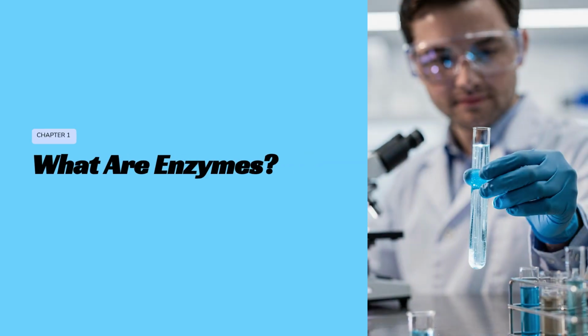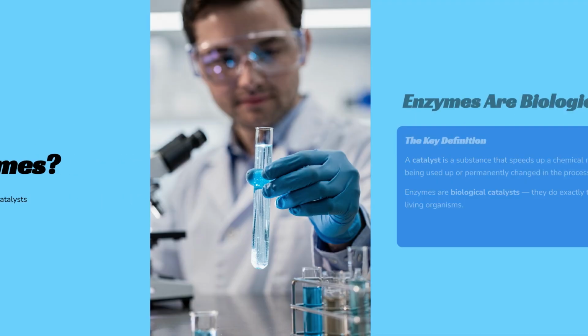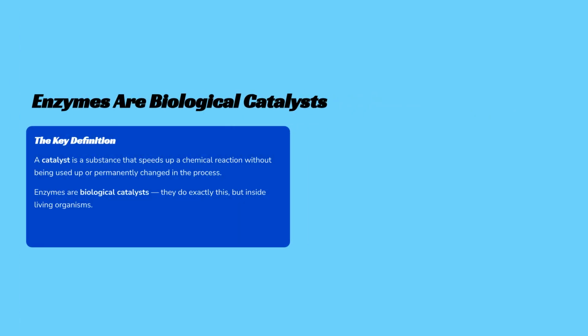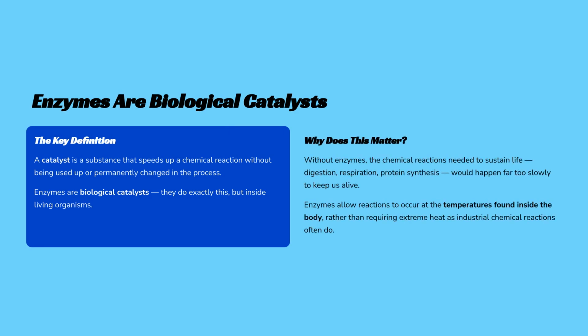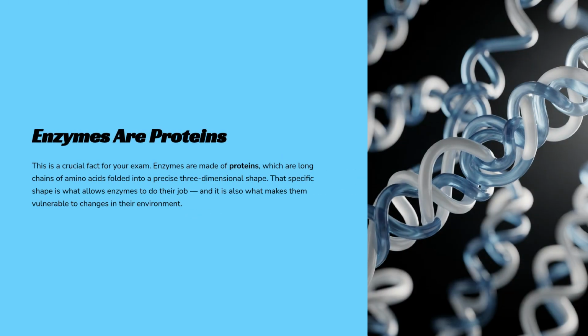We will establish the fundamental nature of biological catalysts. Enzymes are biological catalysts. A catalyst speeds up a chemical reaction without being permanently changed. Enzymes do this inside living organisms, making life-sustaining reactions possible at body temperature, unlike industrial catalysts requiring extreme heat. Crucially, enzymes are made of proteins, which are long chains of amino acids folded into a precise 3-dimensional shape. This specific shape is essential for their function, but also makes them vulnerable to changes in their environment.